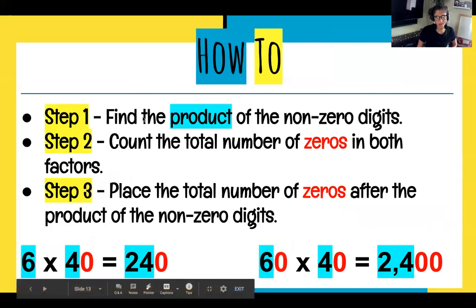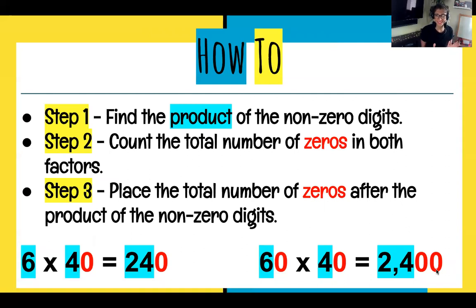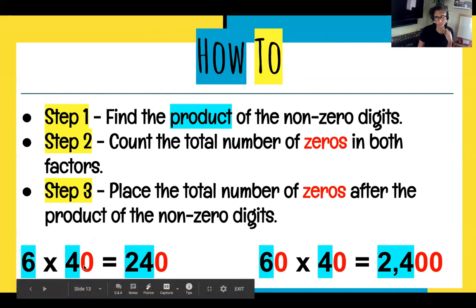So that pattern can be used for any factors that have multiples of 10, 100, or 1,000, meaning we're multiplying by anything that's got those zeros in it. So here are our steps. First, we find the product of the non-zero digits, or as I like to call them, we find our basic facts. In these problems below, our basic facts are the same.